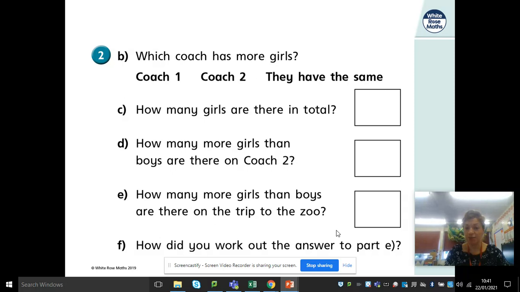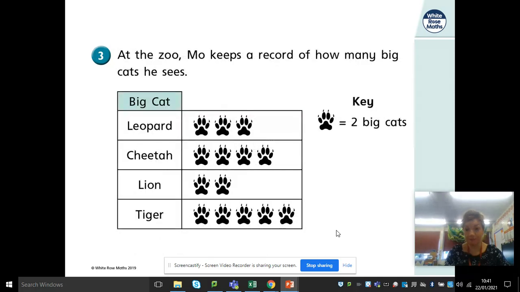How many girls are there in total? How many more girls than boys are there on coach 2? How many more girls than boys are there on the trip to the zoo? And how did you work out the answer to part E? So again, you're going to have to explain your answer, maybe to your grown-up or someone.